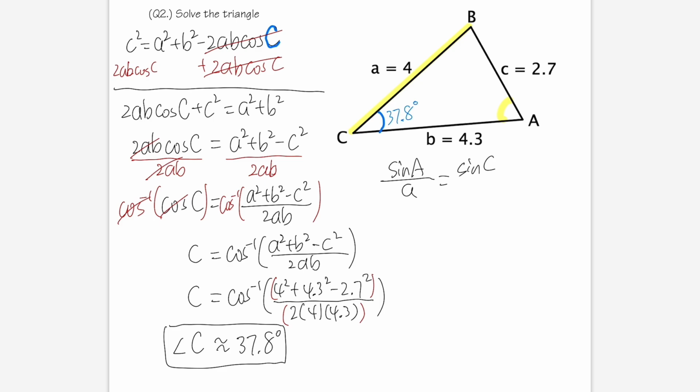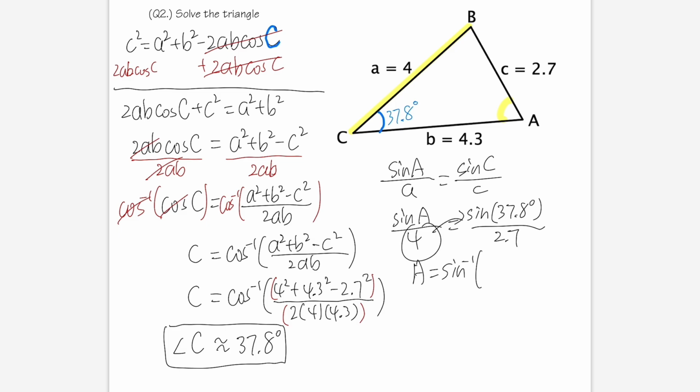So sine C over little c. So we have sine of A, which we don't know, over A, 4. C is 37.8 degrees over little c is 2.7. And now let's just do this. A is going to be the inverse sine, and then you put the 4 right here. So we have 4 times sine of 37.8 degrees over 2.7.